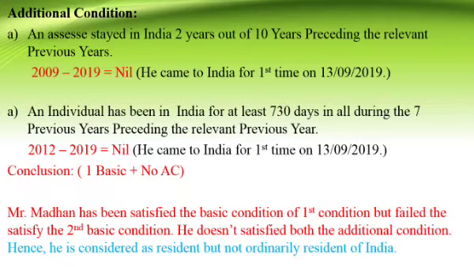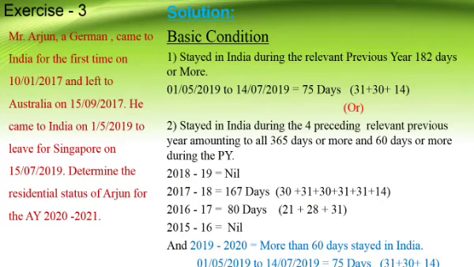So automatically he failed to satisfy the additional condition of the first condition. The additional condition of the second condition is that an individual has stayed in India for at least 730 days in total over the 7 previous years preceding the relevant previous year. Again, from 2012 to 2019, we check whether he has stayed in India. I already stated that he came to India for the first time on 30th September 2019, so he also failed to satisfy the additional condition of the second condition.